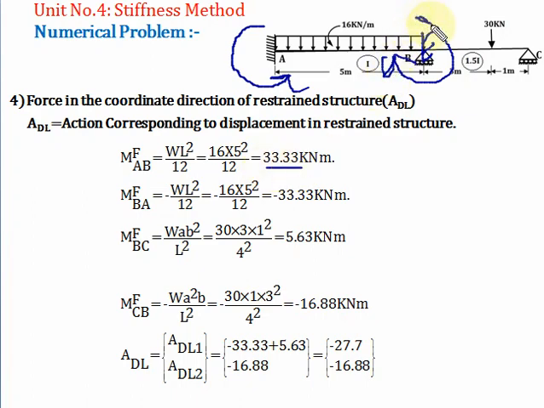Now the fixed moment in member BA is in clockwise direction. As it is clockwise, as per our sign convention, it is negative. We know the formula WL square by 12 for UDL. So putting the values here, we get minus 33.33 kilonewton meter. So these were the fixed moments in members AB and BA.